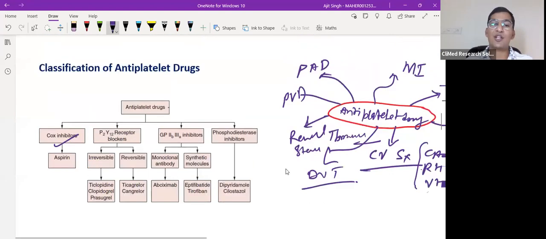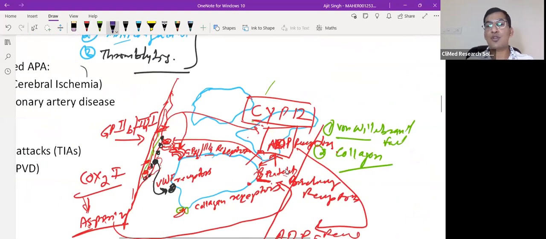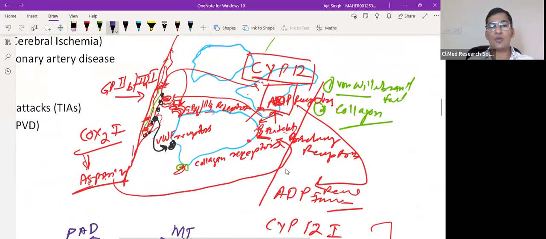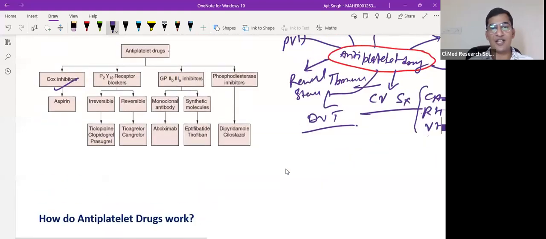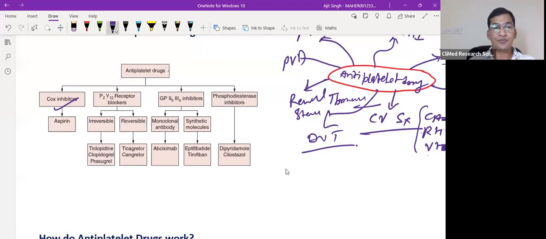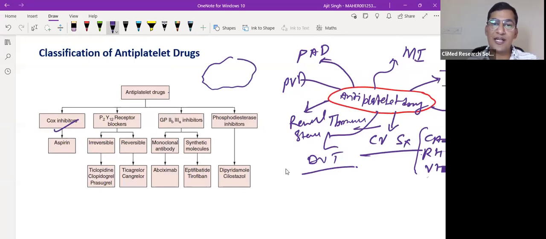Let me take you back to this side. There is no space to describe, so let me describe here only. When we are talking about the P2Y12 receptor, this is again the platelet, and there are ADP receptors. These are ADP receptors.